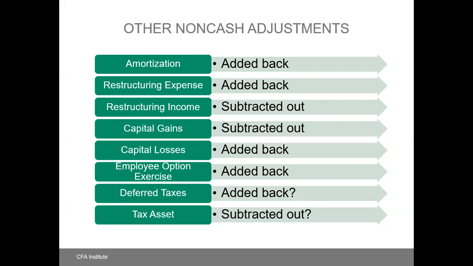First of all, the amortization is very straightforward. Amortization comes from the intangibles and it is a non-cash outflow. So we have to add it back, right?